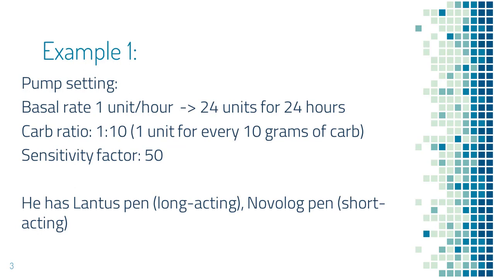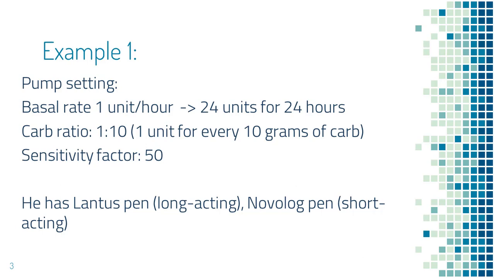This guy has an insulin pump that is not working right, so he decides to suspend it and switch to injection. According to the pump setting, his basal rate is 1 unit per hour. That means the pump gives him 1 unit of insulin every 1 hour. That is 24 units of insulin for 24 hours.